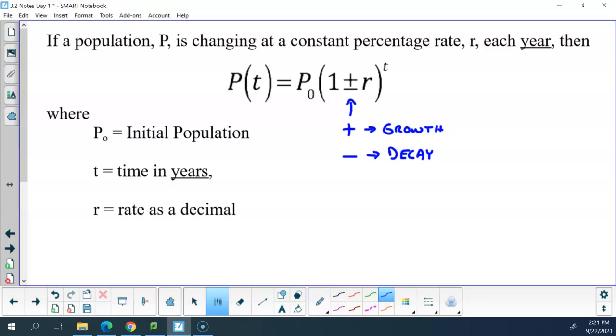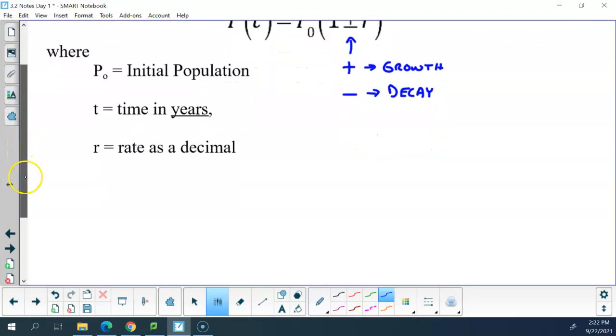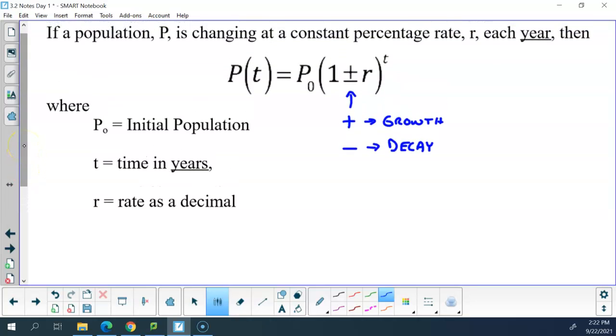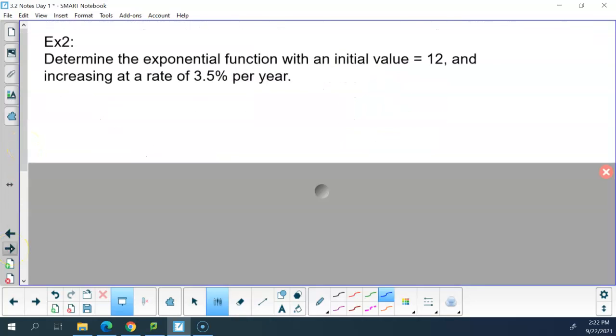And that's a population of anything. That could be a population of leaves, like we just did, where it's changing at 8% every hour. That could be a population of some kind of an organism, something along that line. Could be a population of a city.